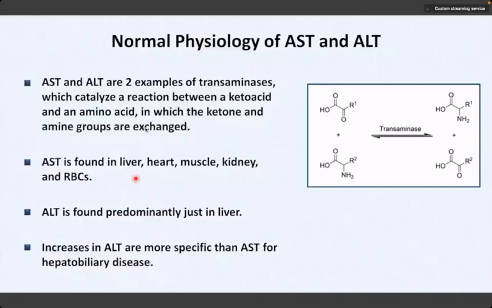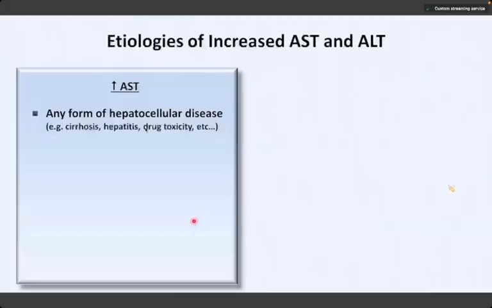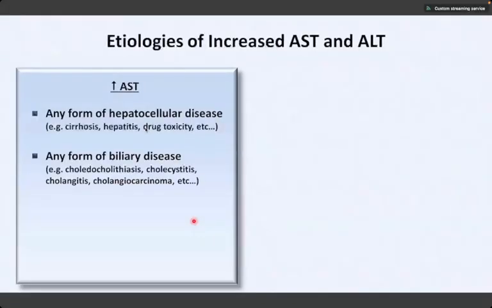However, having said that, I'm talking about AST. ALT, as opposed to AST, is predominantly just found in the liver. Therefore, increases in ALT are more specific than AST for pathology of the liver and the biliary system. Now, the etiologies of increases in AST and ALT can be seen in any form of hepatocellular disease, such as cirrhosis, hepatitis, drug toxicity, fatty liver, which is steatohepatitis, and venous congestion from congestive heart failure, also known as congestive hepatopathy.